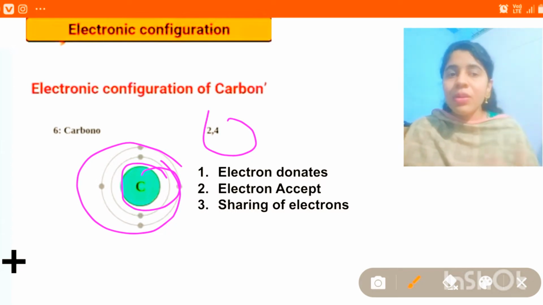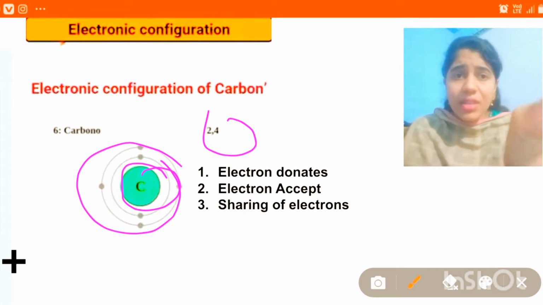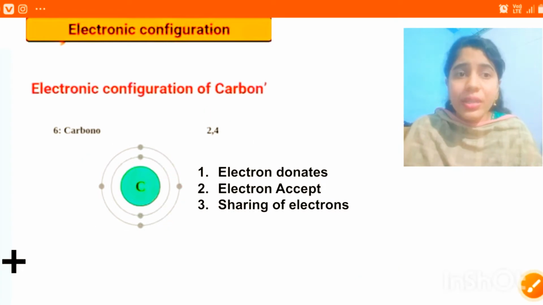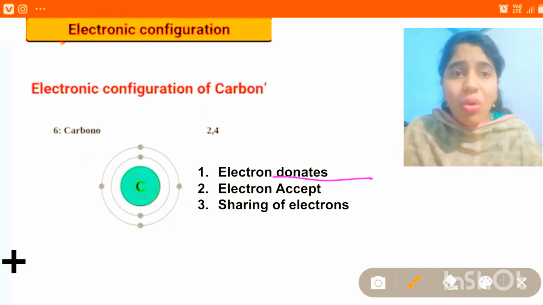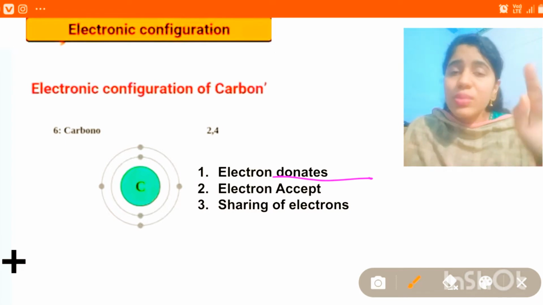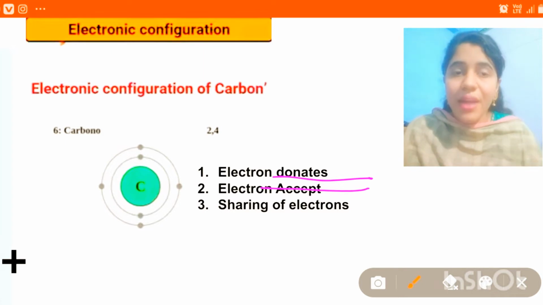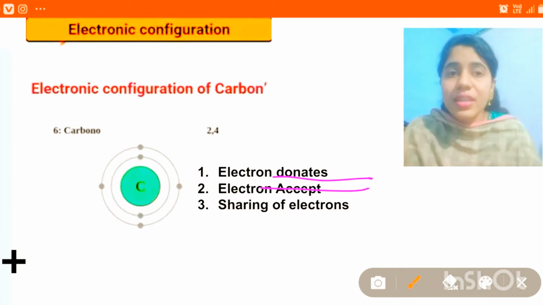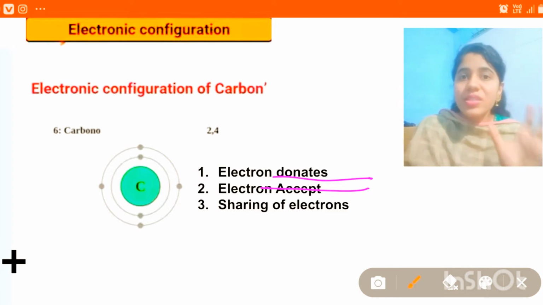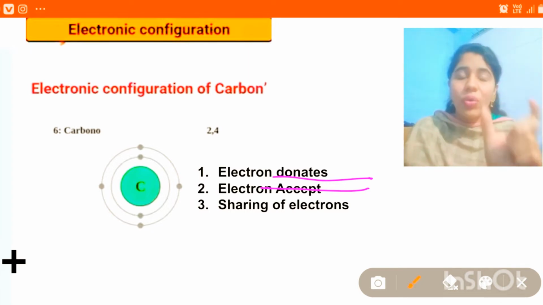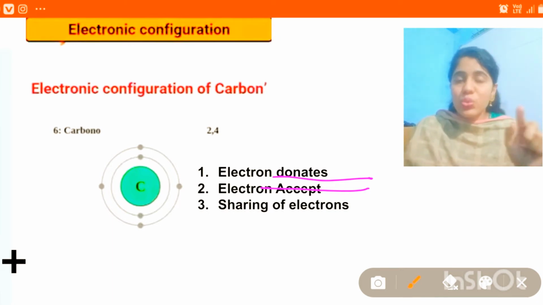See this carbon compound, how can it form a bond? Either the carbon atom can donate all the 4 electrons present in the outermost shell, or else 4 extra electrons can be added. Why? Because the second shell should have 8 electrons, then only the compound can be stable, according to the octet rule. In the second shell we have the formula 2n square.